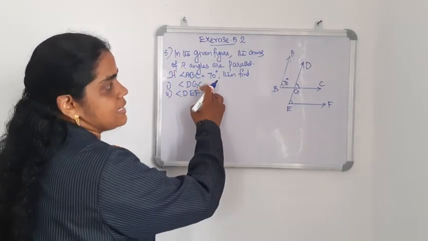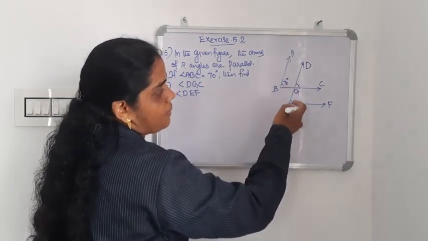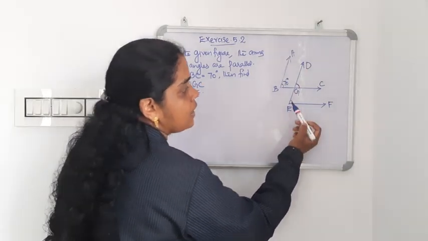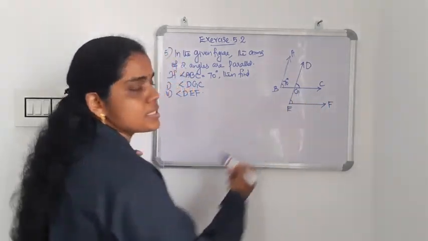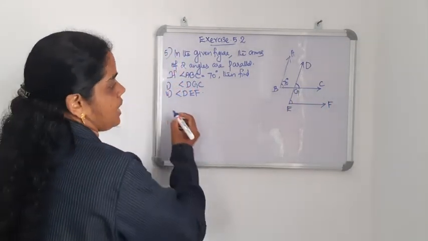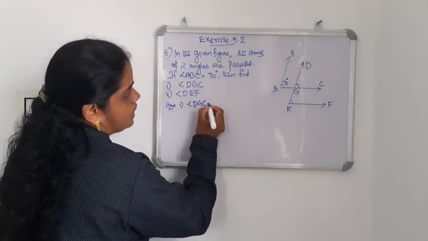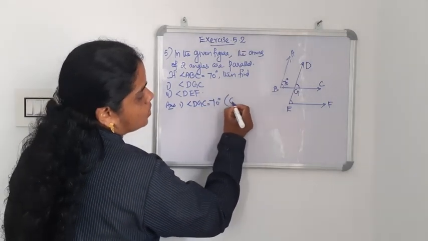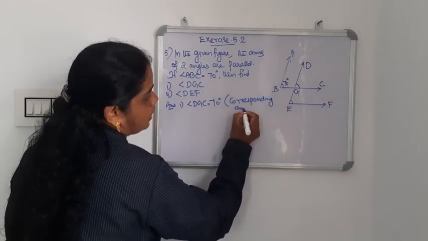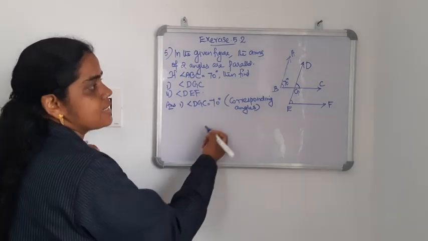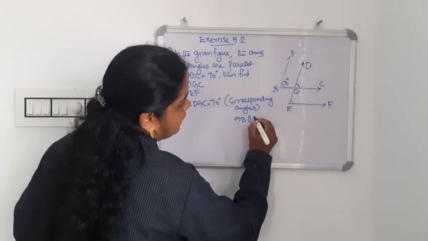To find DGC, arms you already studied. We can consider these two arms parallel: AB and DE are parallel and BC is the transversal line. So we can say that these two are corresponding angles. Just write angle DGC equals 70 degrees because corresponding angles are equal. In this case, we need to take AB parallel to DE.